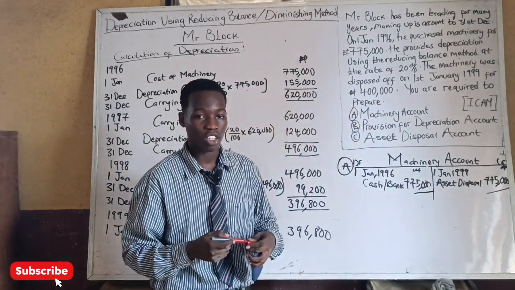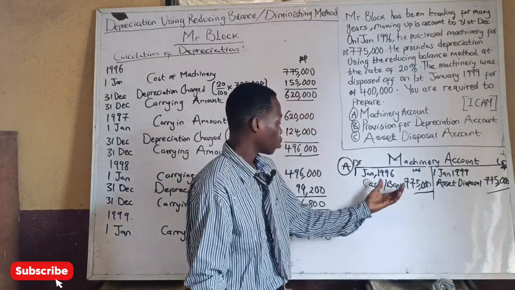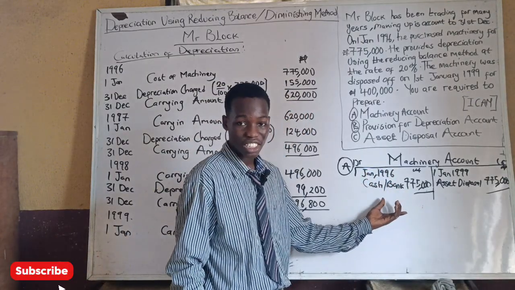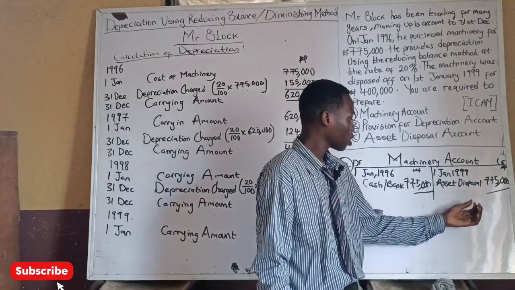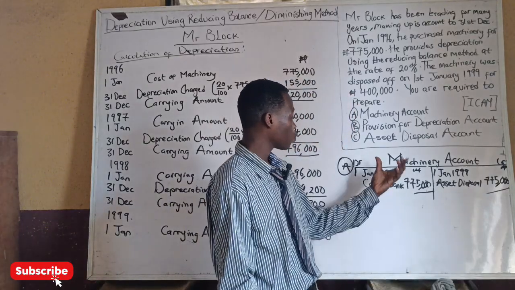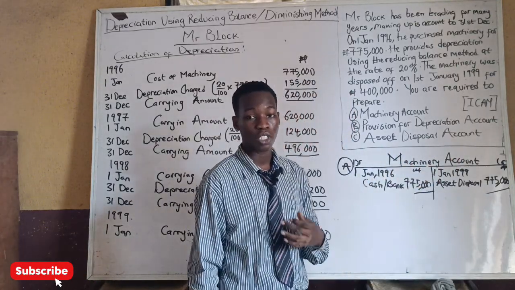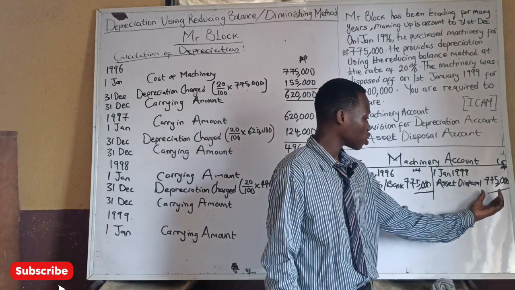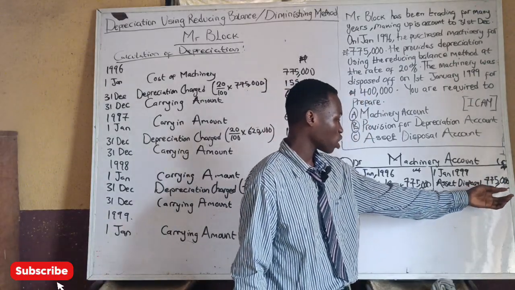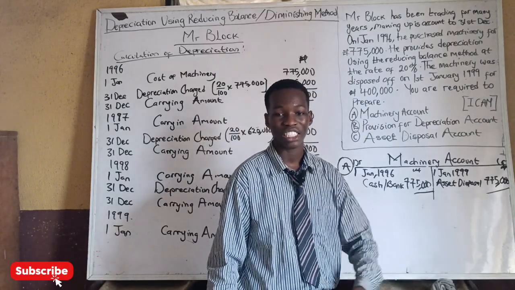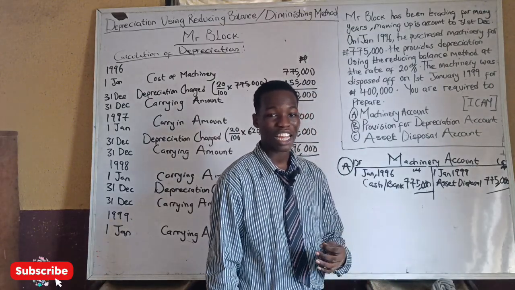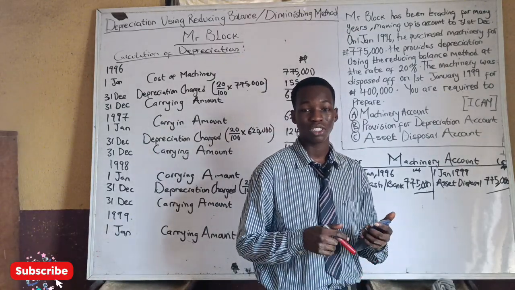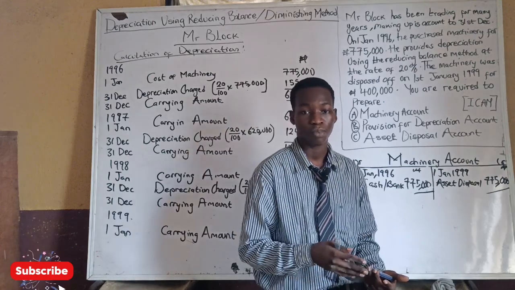So what this is trying to tell us is the value of the asset at the time we purchased it, in cash or bank, and at the end of the useful life of the machinery, we sold it out, right? So the amount also is going to the asset disposal account in order to close down the machinery account, because the machinery account is no more recognized in our books of accounts. Let me put it in that way.